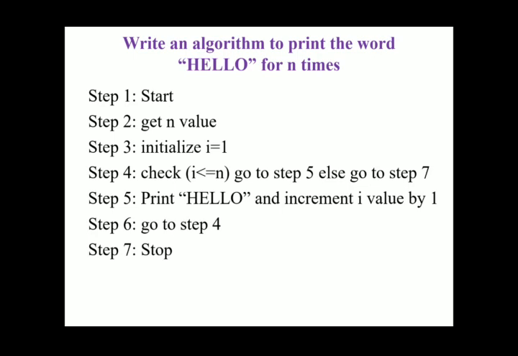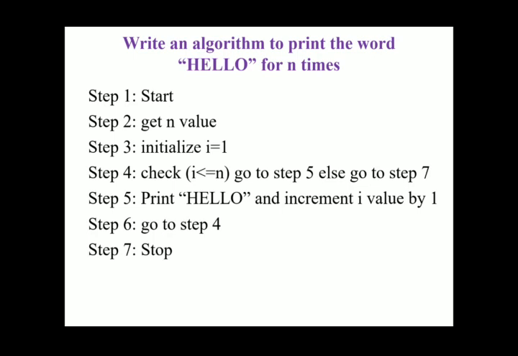In step 4, the condition checked is I less than or equal to n. Consider n contains the value 3. Then based on the condition, 1 less than or equal to 3, now it becomes true. If it is true, it goes to step 5. In step 5, we simply print the word hello. Now the word hello gets printed for the first time. In order to repeat the process again and again up to the n value, the value of I gets incremented by 1. And in order to repeat the process for n times, we instructed to go to step 4 in step 6.